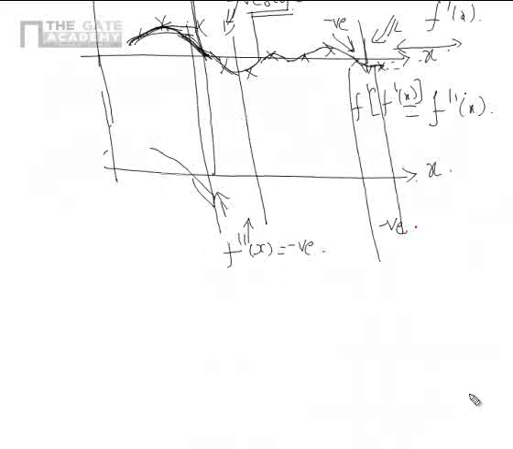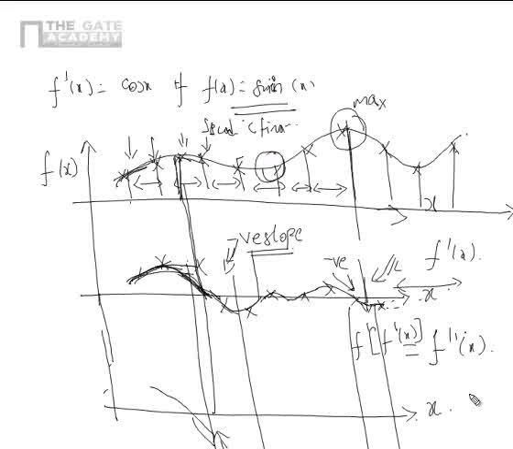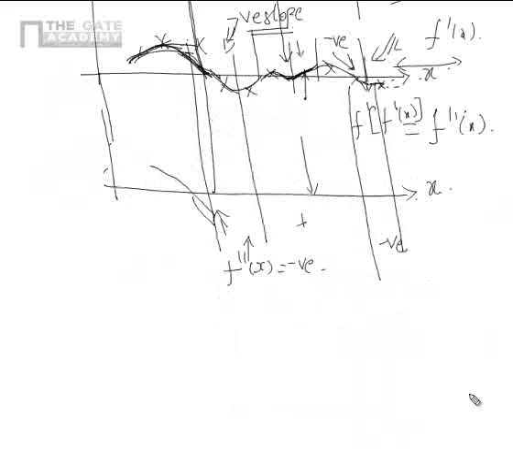Now let us take a min point here. This is a min point. Similarly, this region is a min point. In this region, if you correlate with f of x, we are having a positive slope in this region. So this will be resulting in a positive value here.